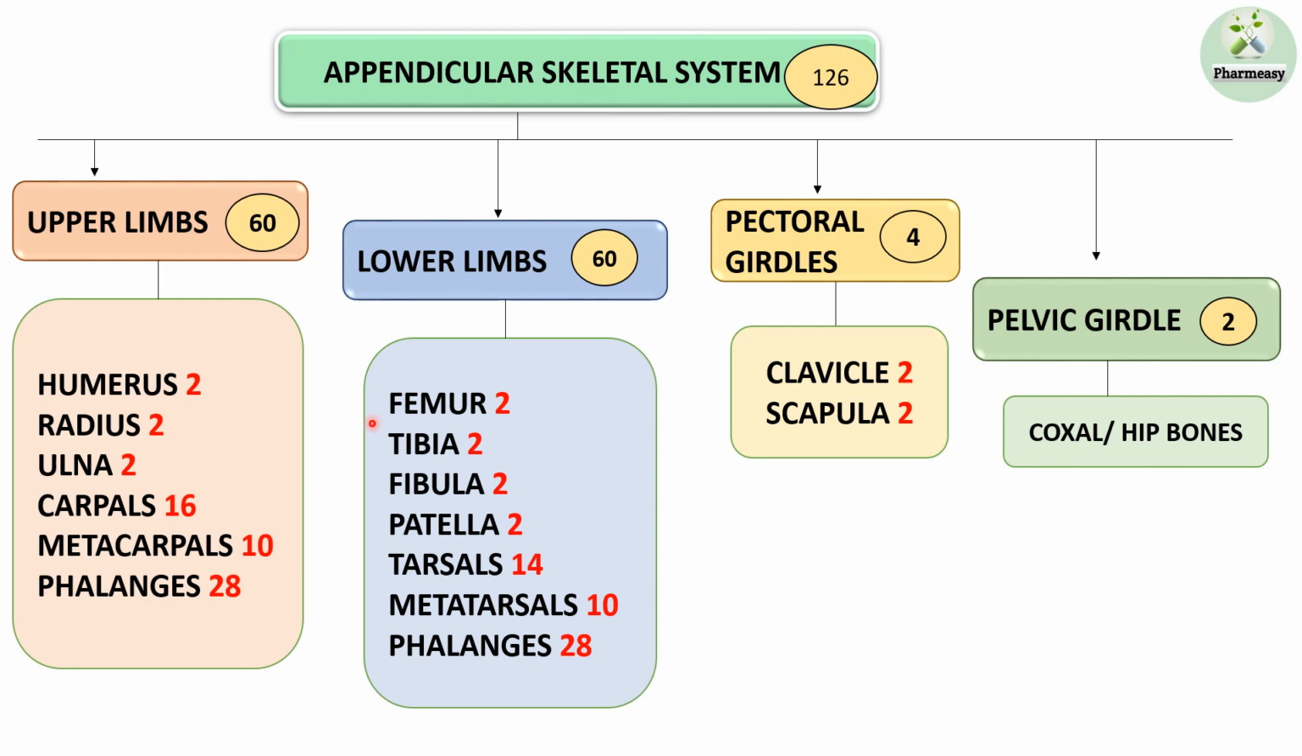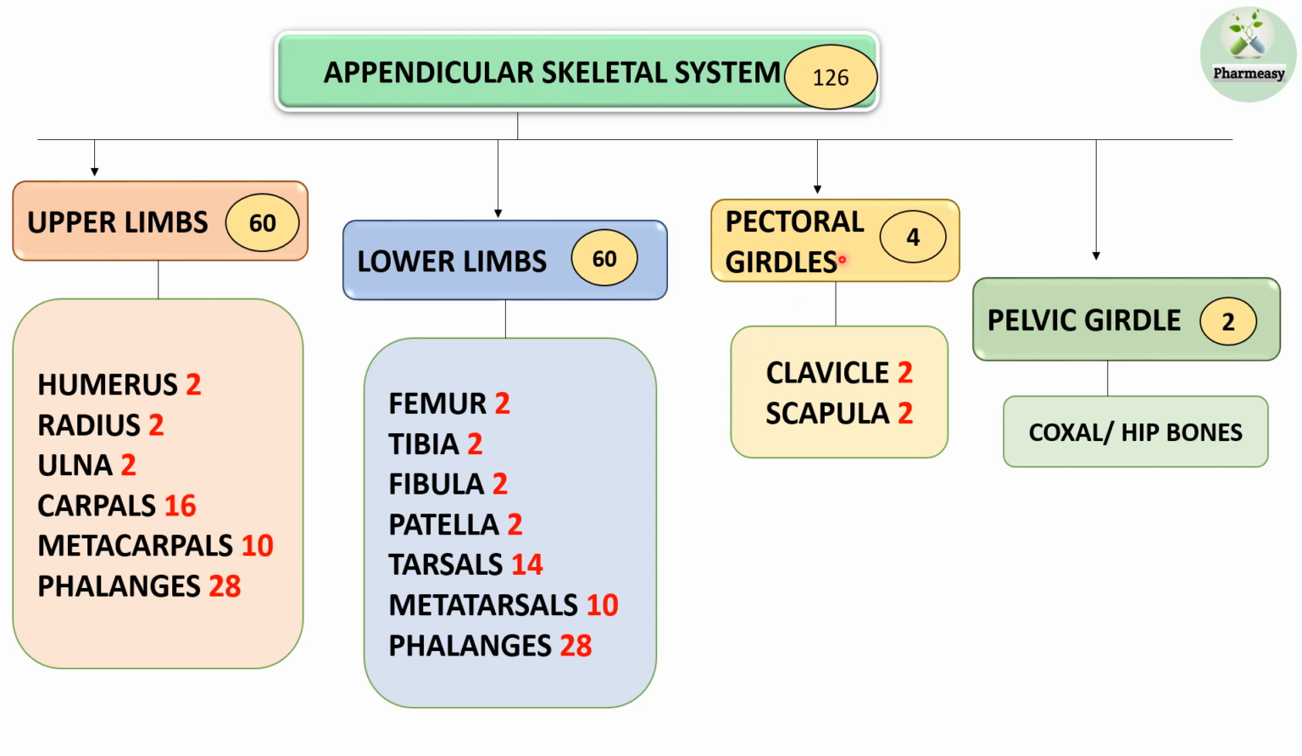And in the lower limbs, there are also 60 bones, 30 on each side. Long bone of lower limb is femur. And it is the longest bone of human body, and also it is a site of RBC's formation. There are 2 bones of femur in both the limbs. 2 tibia bone, 2 bones of fibula and 2 bones of patella which is a kneecap. 14 bones are present in tarsal or ankle bone, 10 bones in metatarsal, and 14 bones are present in phalanges.